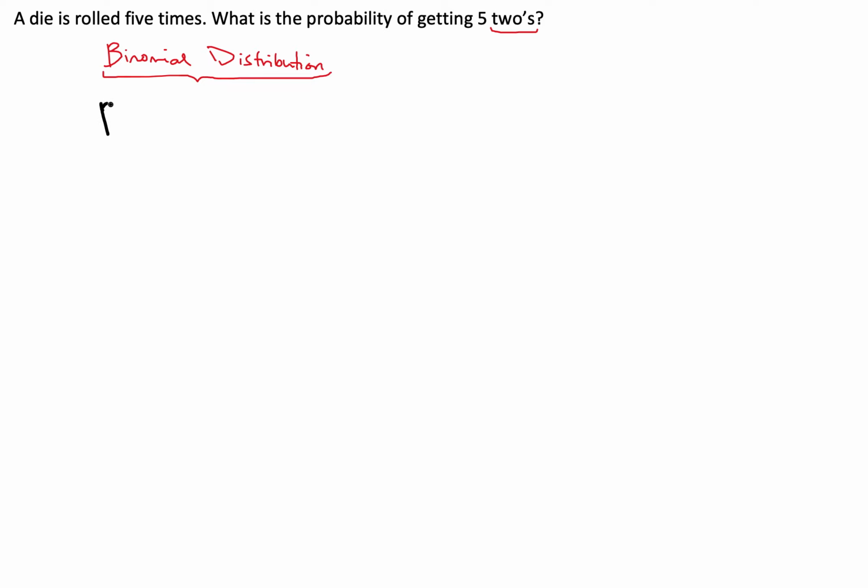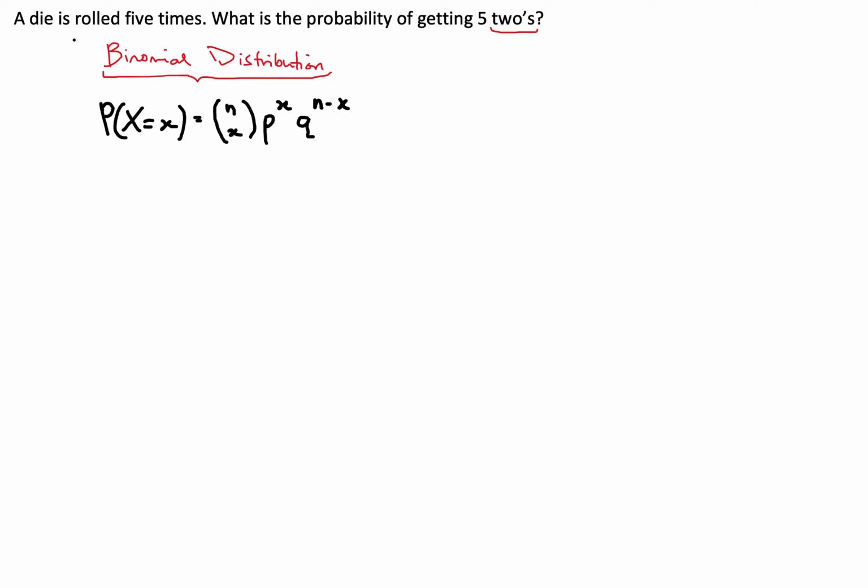So remember the formula for a binomial distribution. The probability of a certain value of the random variable occurring is n choose x, or nCr in some books, multiplied by the probability of success raised to x, times the probability of failure raised to n minus x.